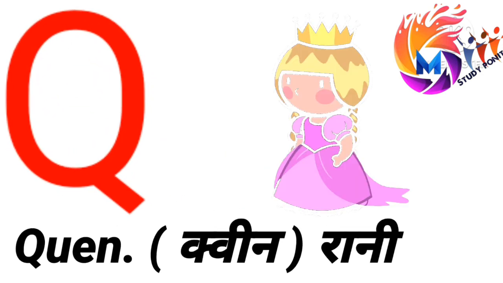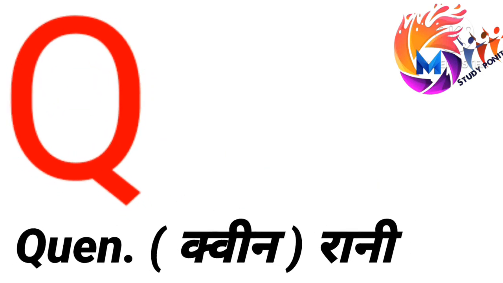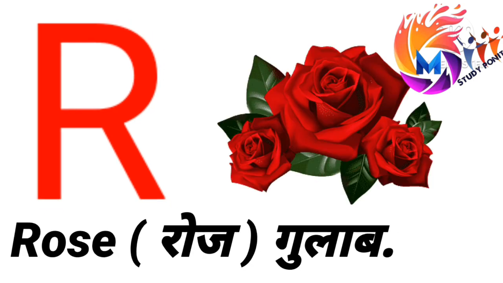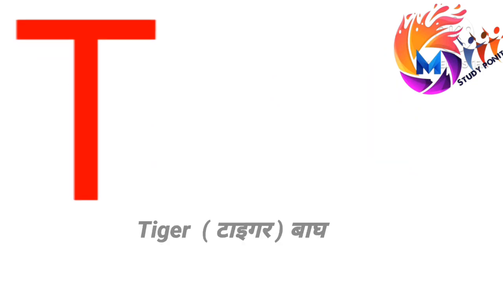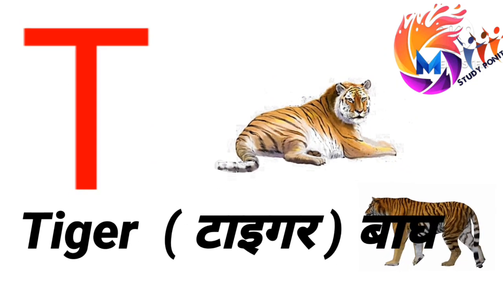Q for queen, queen means rani. R for rose, rose means gulab. S for sun, sun means surya. T for tiger, tiger means bagh.